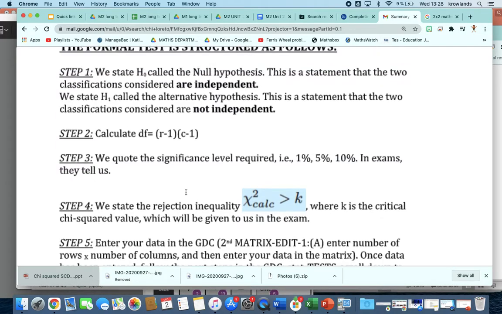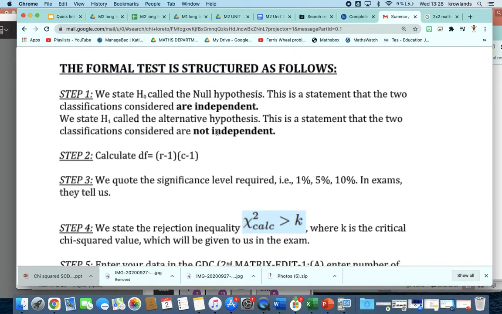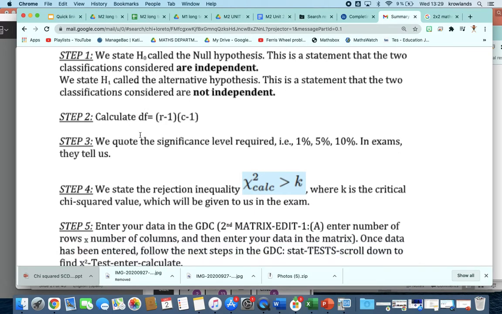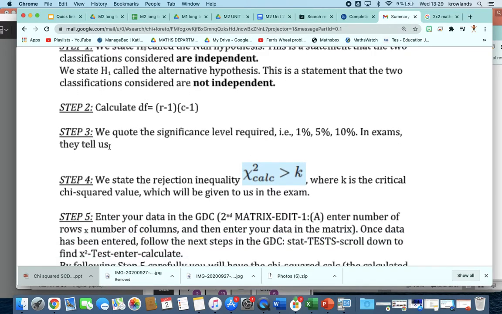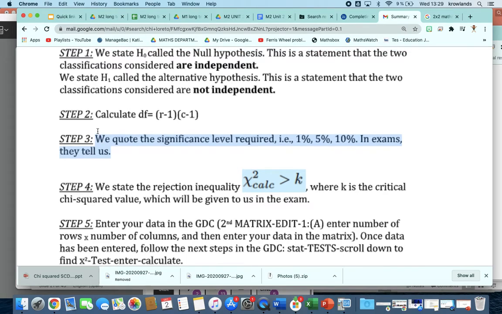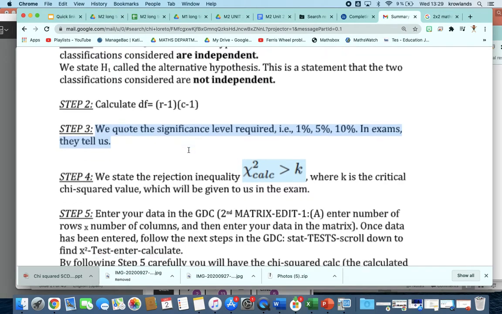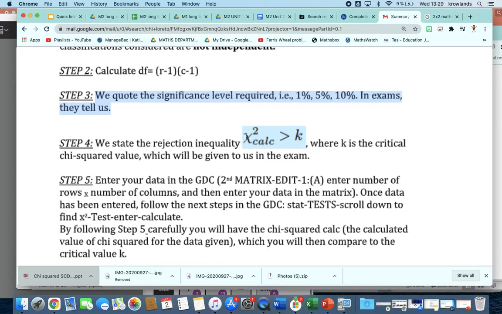This is our step-by-step process. First, step 1, we're going to just state the null hypothesis and assume they are independent, and state that H1 assumes they're not independent. Step 2, we're going to calculate the degrees of freedom, which we did for the starter. Step 3, we're going to copy from the question the significance required. Step 4, we're going to state the rejection inequality.